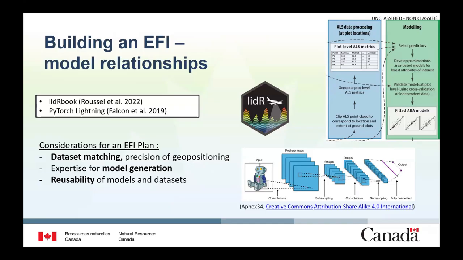This also involves cropping your point cloud or other wall-to-wall product and ancillary data sets to the extent of the ground truth measurements, overlaying these data sets using proper orthorectification and geographic positioning. And then you can generate a model.